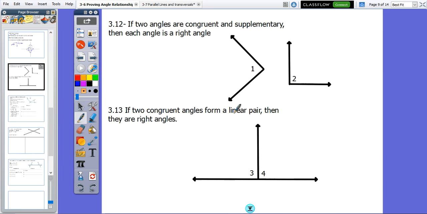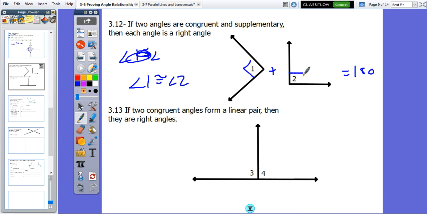All right, so the last couple things that derive from that is when you have two angles that are congruent and supplementary. So these two angles, when I add them up, equal 180 degrees. And I also know that angle 1 is congruent to angle 2. So if I know angle 1 and angle 2 are congruent, and angle 1 and angle 2 add up to 180, then these have to be right angles. It's the only way that works out.